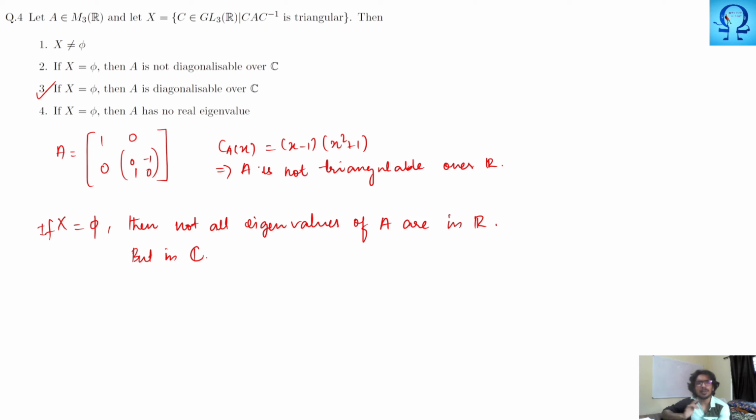Option 2 claims what? It is not even diagonalizable over R. No, we are talking in M3 of R. If this is the case, not all eigenvalues are in R, which means some eigenvalues are complex numbers. Since the characteristic polynomial will be a cubic equation with real coefficients, complex roots will occur in pairs. So two can be complex. One has to be real.